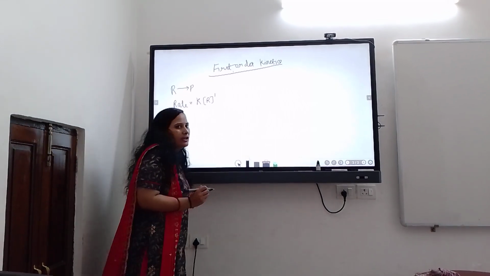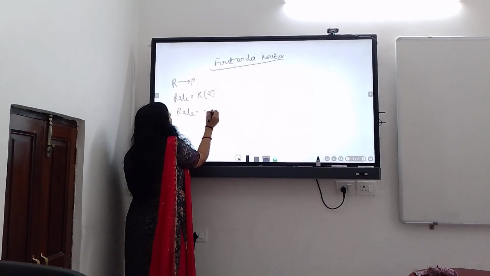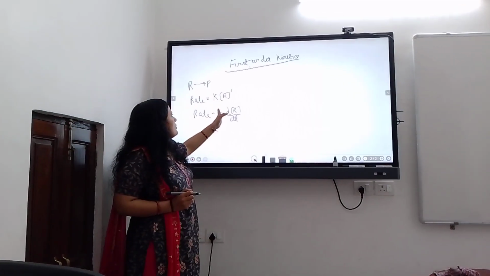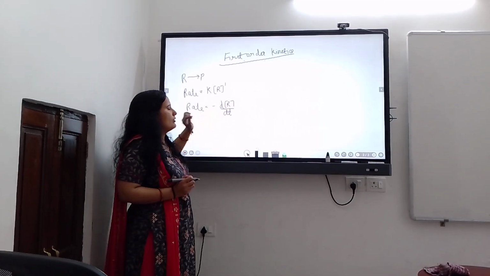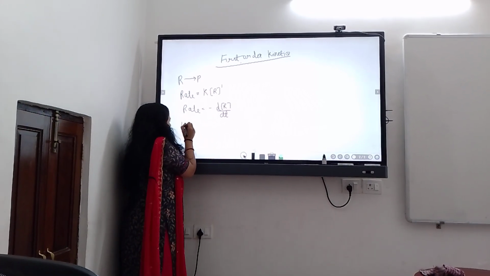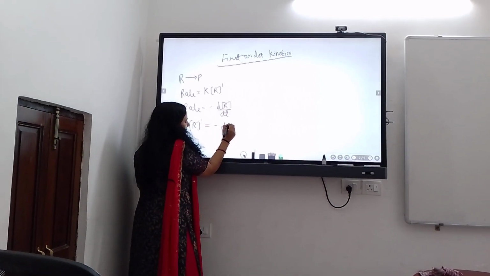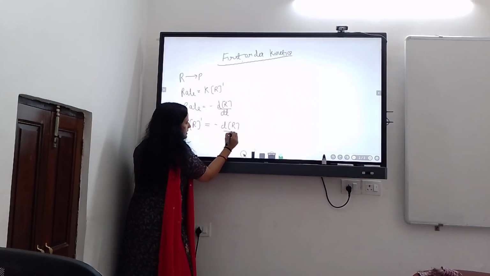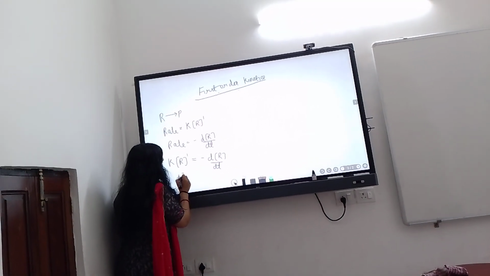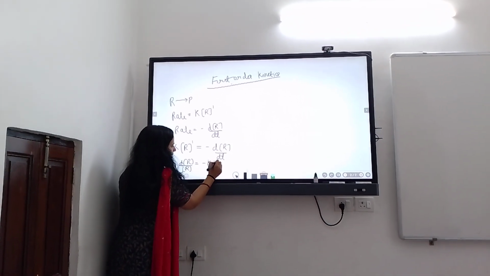We also studied about the differential rate equation in which rate equals minus dR by dt. That is, rate equals the decrease in concentration of the reactant molecule with time. Negative sign represents the decrease. By these two equations, equating these two equations, K R raised to power 1 will be equal to minus of dR by dt. Now, rearrange this equation. dR by R will be equal to minus of K dt.